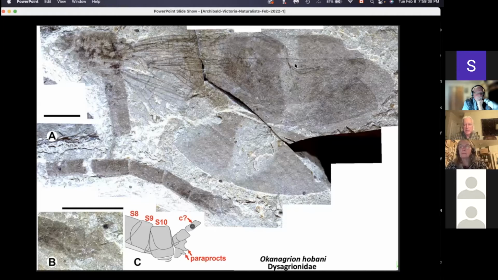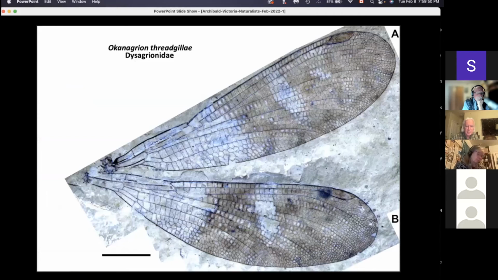And we can tell from this one, for example, that the forewings and the hind wings had the same color patterning, which isn't always the case in modern ones. Sometimes the fore and hind wings are quite different. So this one's telling us a lot.